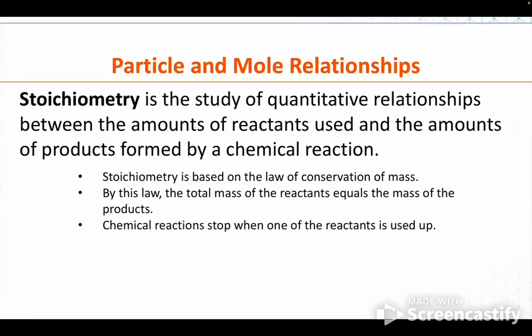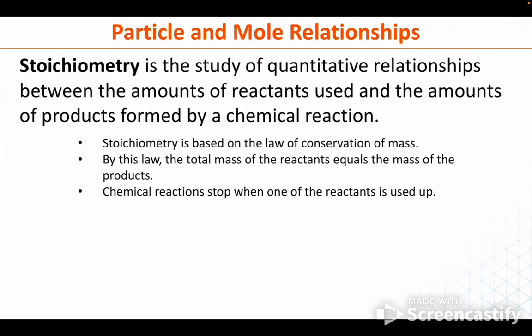So, stoichiometry is when we can study the numerical relationships between reactants and products in a balanced chemical equation. The key here is that you have to have a balanced chemical equation, and then we're going to use the coefficients as moles. It is based on the law of conservation of mass, just like balancing chemical equations. And we know that the total mass of the reactants and products are equal during a reaction.